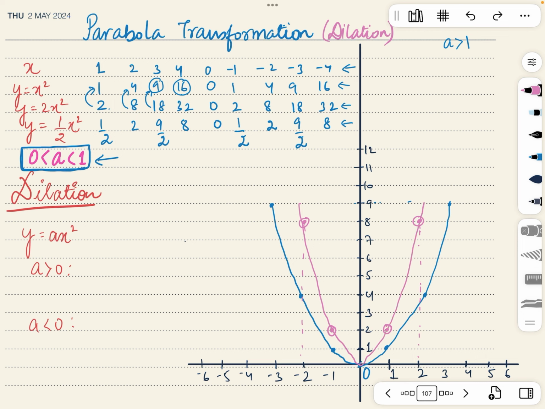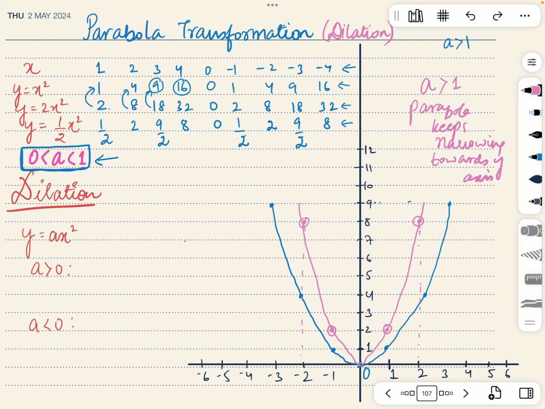As I told you, as a keeps on increasing further, the parabola keeps narrowing towards the y-axis. Similarly, if a is lying between 0 and 1, so let's say half of x squared.